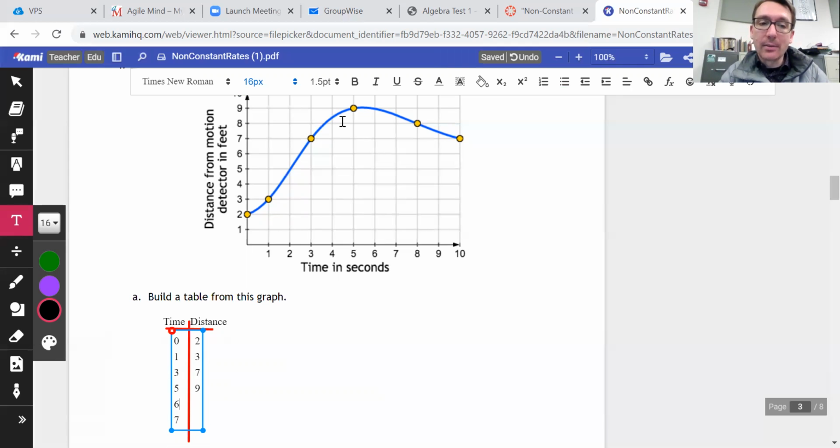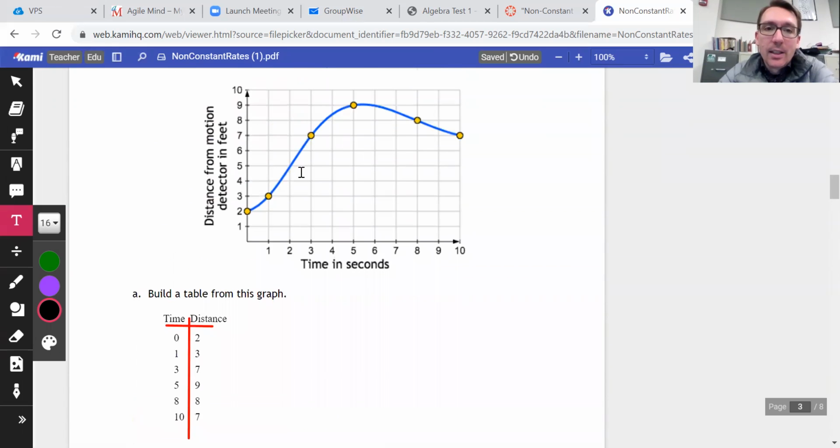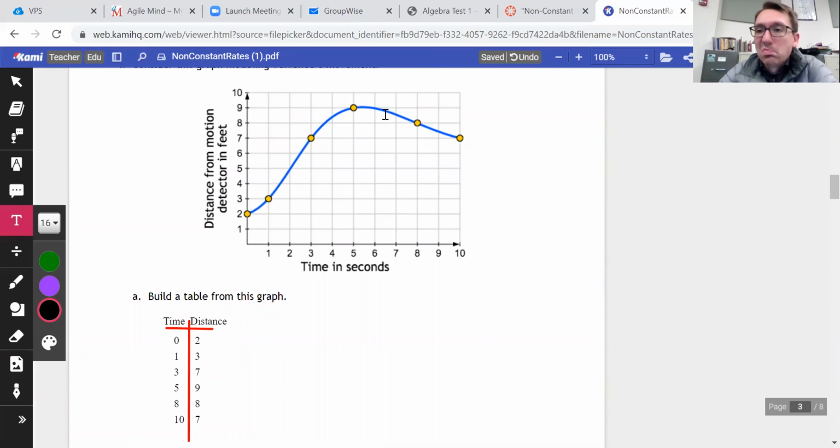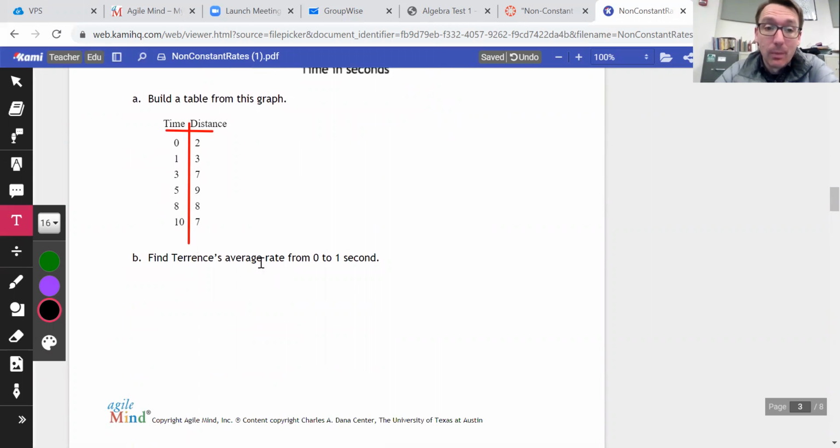6 seconds, not there. 7 seconds, not there. 8 seconds is though, and so is 10. So at 8 seconds, we're at 8 feet. 10 seconds, 7 feet. Now I've got a table. So I used all of the information that they gave me clearly. I did not guess these ones in the middle. Why would I do that? I'd rather stick with what they gave me that's very clear, that has points marked.